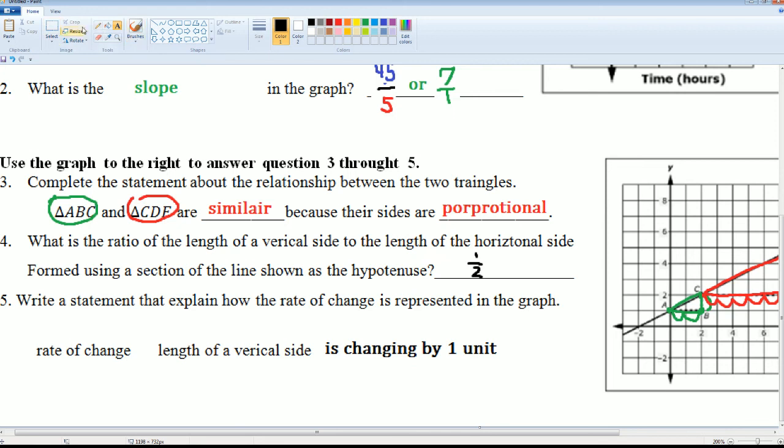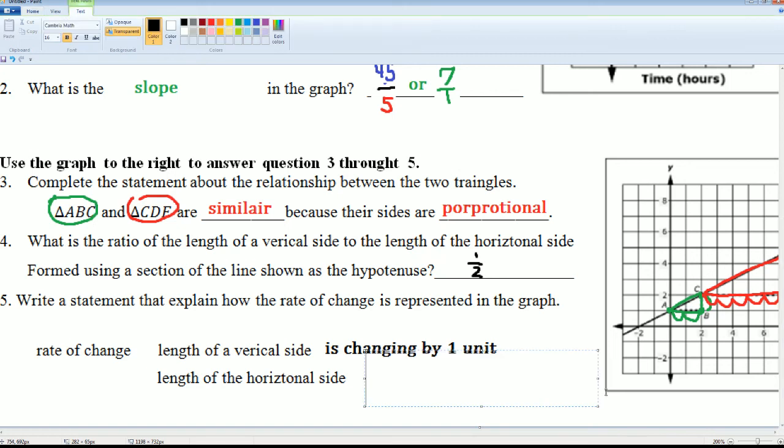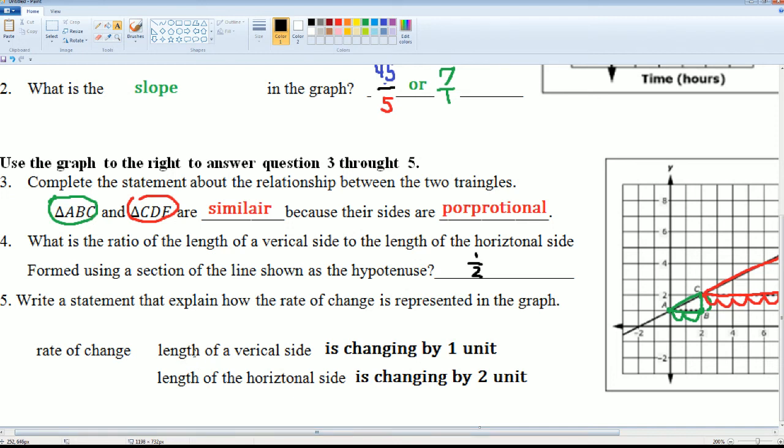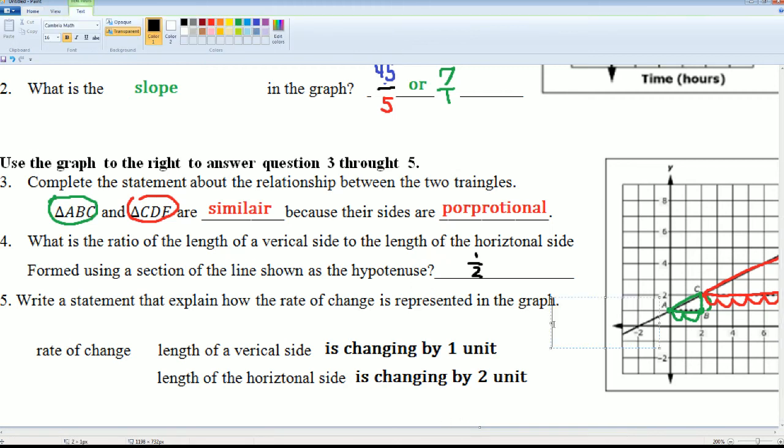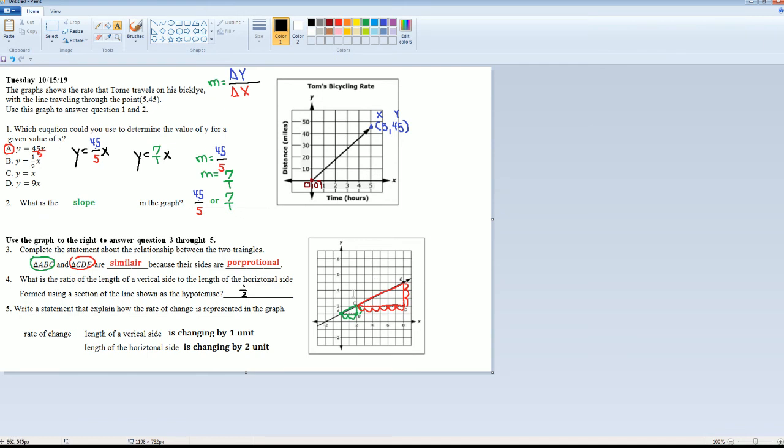Okay, and the length of the horizontal side is changing by how much is the horizontal part? That looks like it is changing by 2 units. Okay, there you go. That is what you would say. That is the rate of change. The length of a vertical line is changing by 1 unit, and the length of the horizontal side is changing by 2 units. That is how you would describe this graph right here to the right.